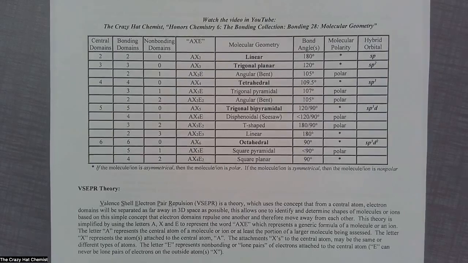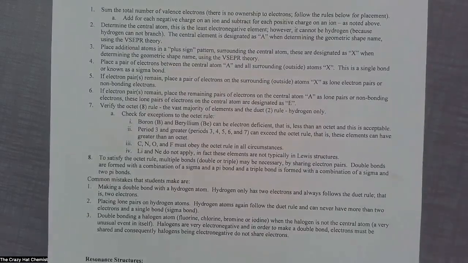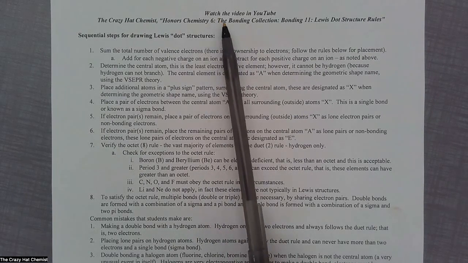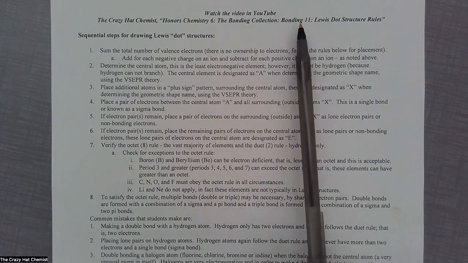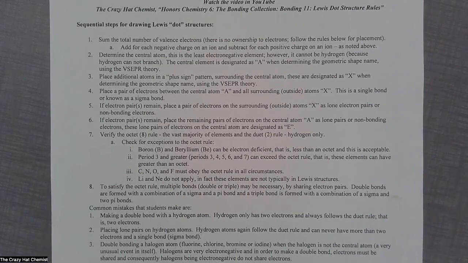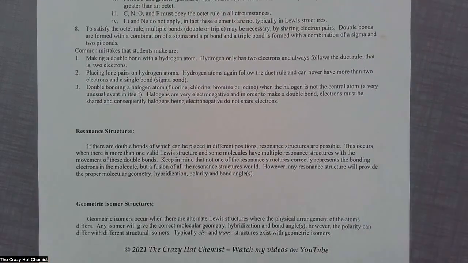Another one that is really important to watch is the Crazy Hat Chemist, honors chemistry 6, same unit, of course, the covalent bonding collection, bonding 11, Lewis dot structure rules. These are the rules for Lewis dot structures. Make sure that you follow these. I will be following these throughout this video as I did in video number one, part one. And of course, at the bottom here, resonant structures and geometric isomeric structures are important as well.